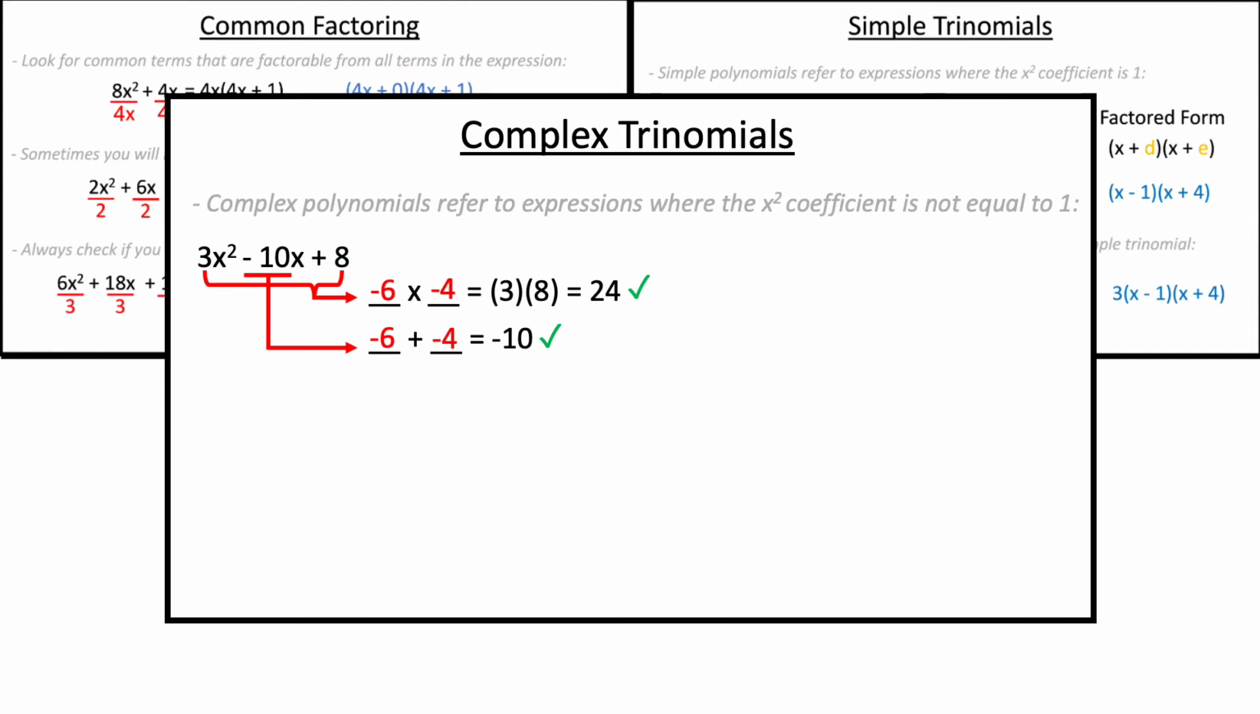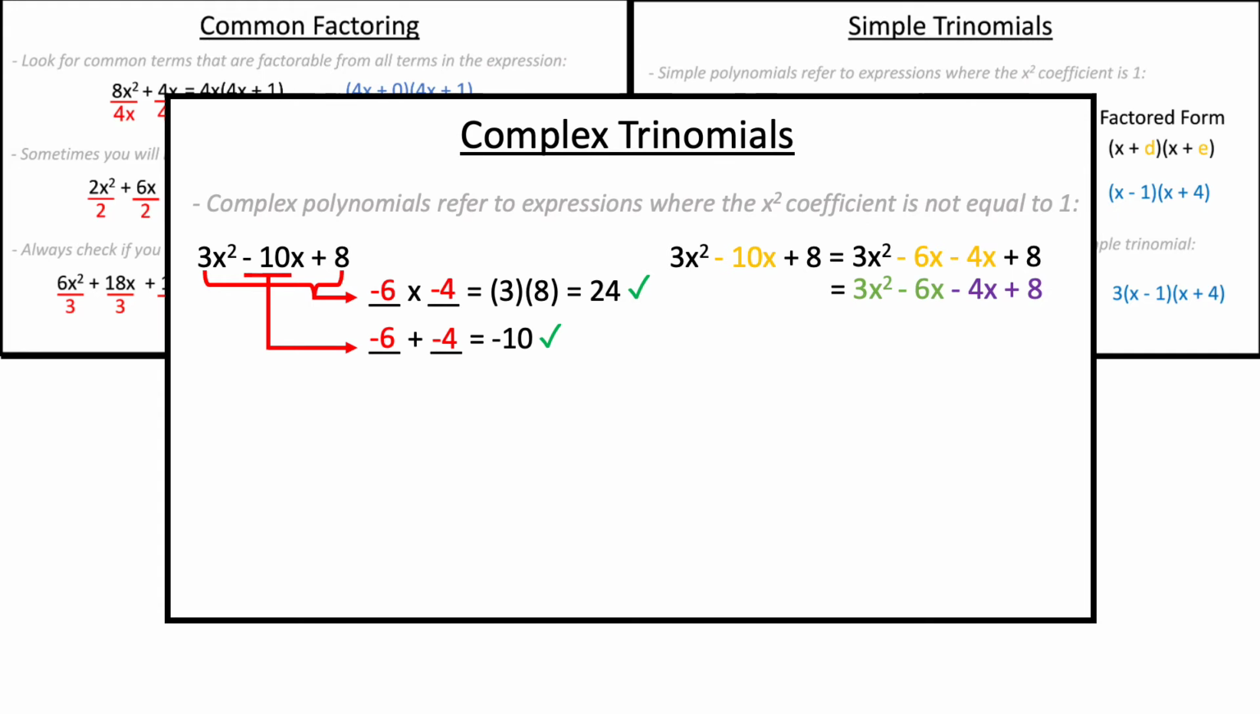Now, unlike simple trinomials, we can't just immediately jump to factored form. What we want to do is break down our b term into those two terms we just determined. So as you can see, -10x is the same thing as -6x and -4x. We didn't change the value of the expression at all. We just broke apart that b term.